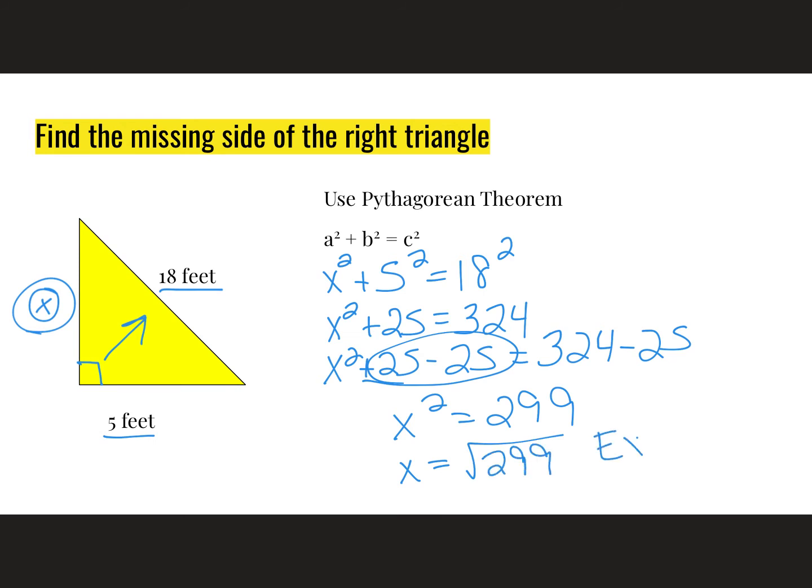Remember, for these, we get exact answers and approximate. That's my exact answer. But if I want to approximate it, the square root of 299, sorry, it should be 299, is 17 point, now my calculator says 17.29, but I know that rounds to 17.3. So that's my missing number.